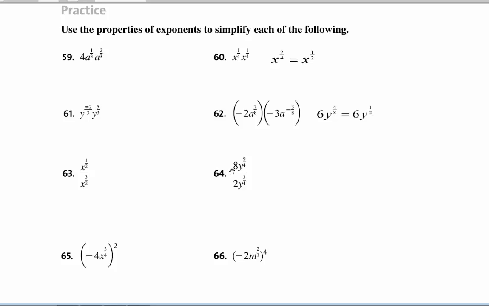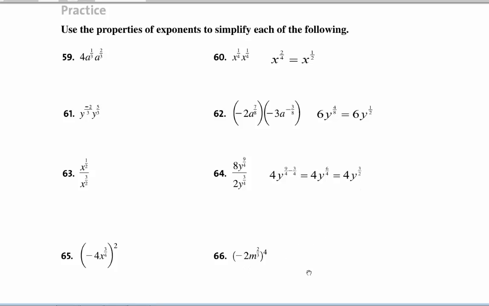Number 64, well, we're going to divide the 8 and 2 to get 4. And then when we do division, we subtract exponents, right? Multiplication, we add the exponents. Division, we subtract exponents. So there's my 4 from the 8 divided by 2. 9/4 minus 3/4 will leave me with 6/4. And that will reduce to 3/2. So my final answer is 4y to the 3/2.